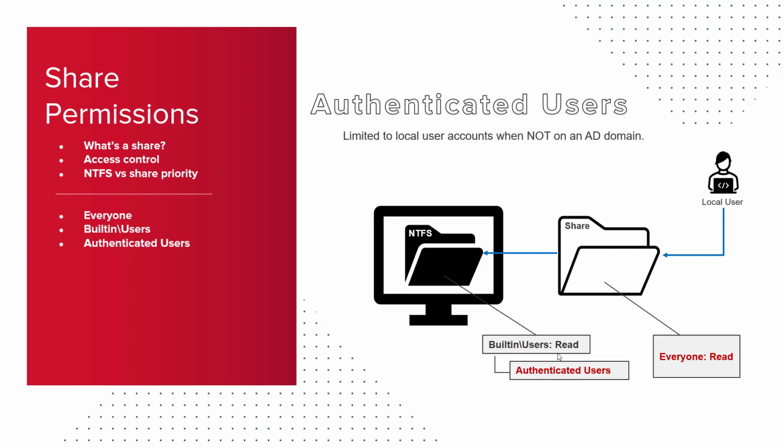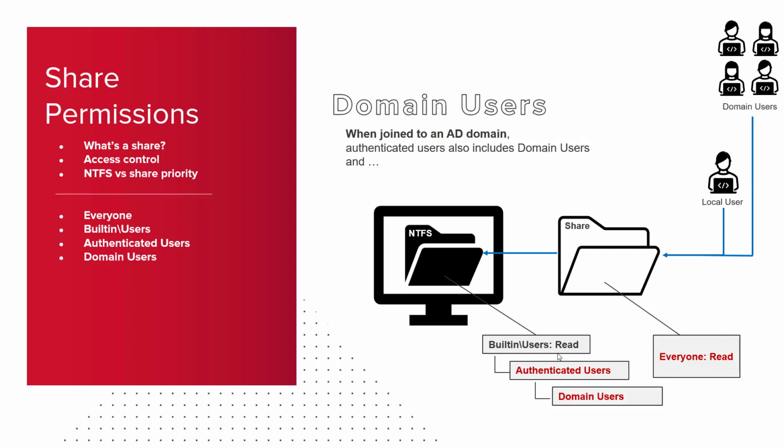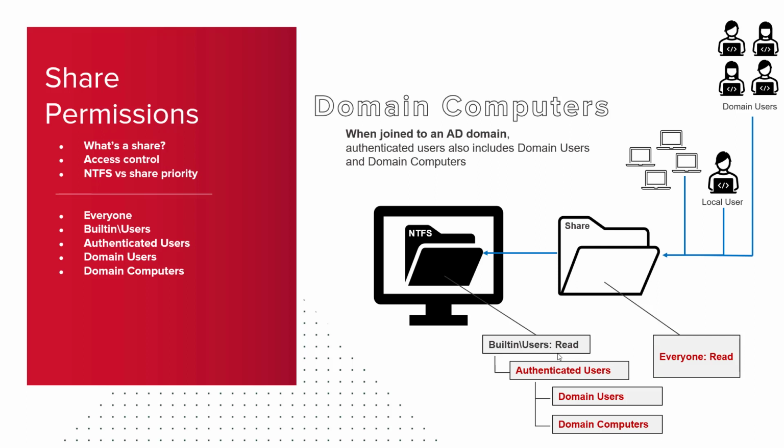But once you join that system to Active Directory, what happens is domain users gets nested implicitly within the authenticated users group, as does domain computers. And so now at this point, not just the local user has access, but all domain users have access. And this is a privilege inheritance issue that doesn't just affect shares.